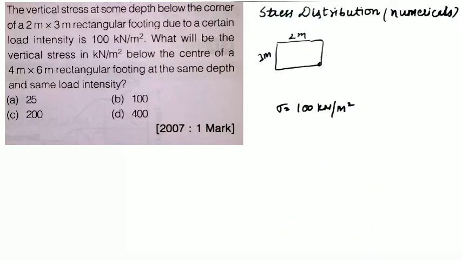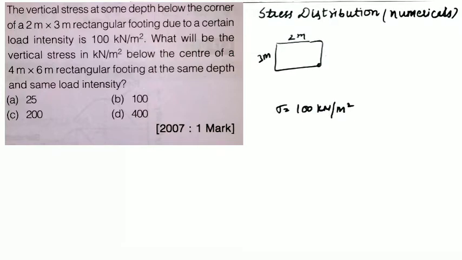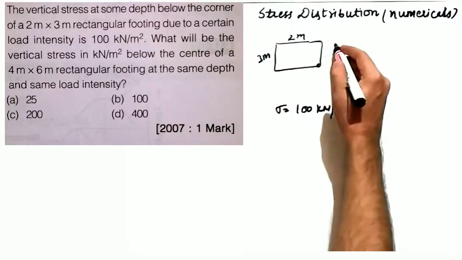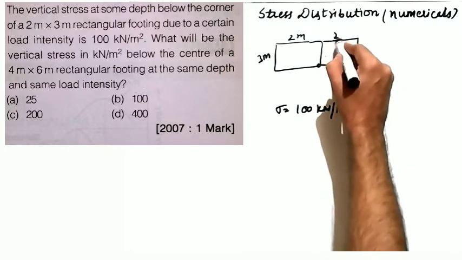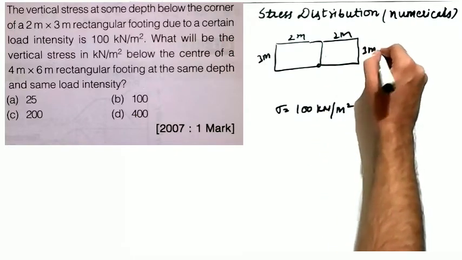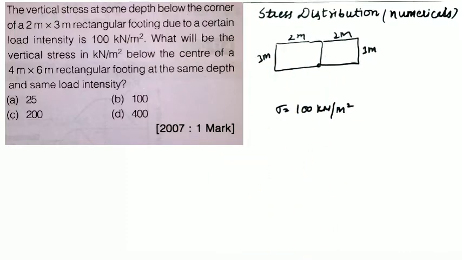Now you are asked to calculate the stress at the center of an area, and the area has dimensions of 4 meter by 6 meter. How can you convert? In such type of questions, you have to correlate the data that is given. You are asked to calculate the stress at the center of a new plot. The previous plot is 2 meter by 3 meter and the new plot is 4 meter by 6 meter. So just imagine how you can convert this plot into a 4 meter by 6 meter plot. It is very simple. You just have to place one more rectangle here. This is 2 meter. This is 3 meter. Again, this is now a 4 meter by 3 meter plot.